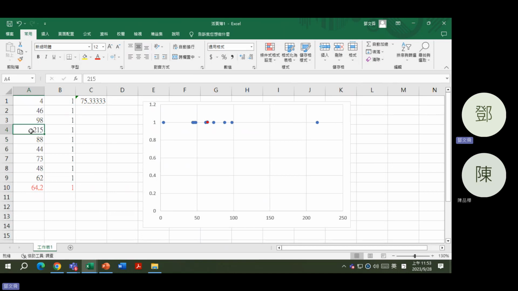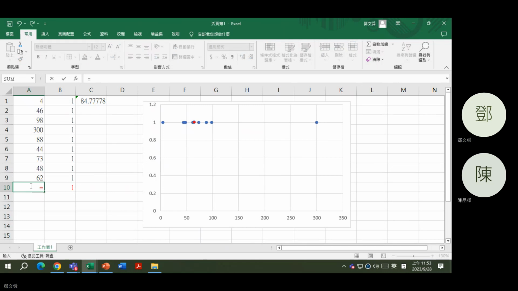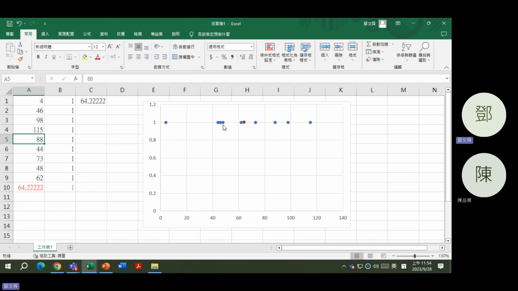And what happened if it is 300? This one is 300. This one is AVERAGE. Okay, again. Let's make it back to 115. Yeah, this is the central location. And what happened if it is 200?